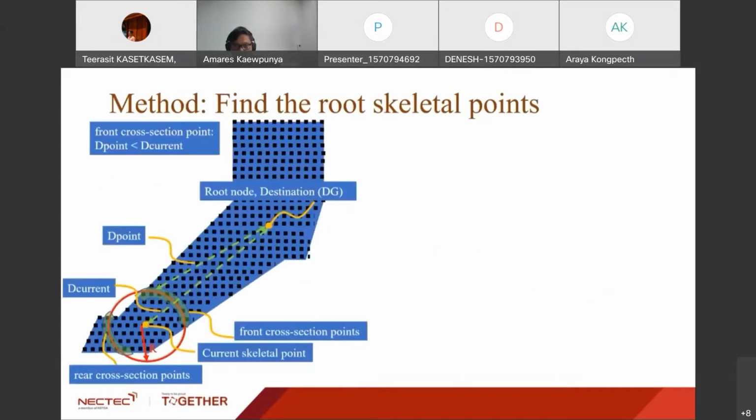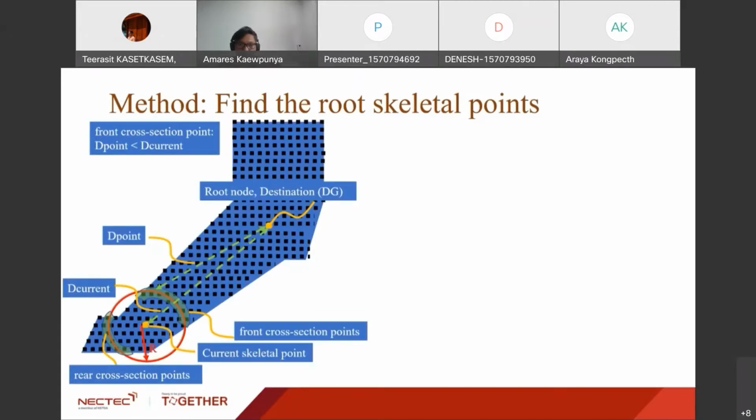The method finds a new skeleton point having distance r from the current skeleton point and directing to the root node. Start by finding the spherical cross-section. The spherical cross-section is of points at a distance r from the current skeleton point. This results in a front and rear cross-section. We only need the front cross-section.